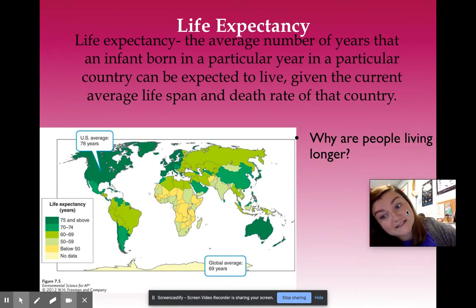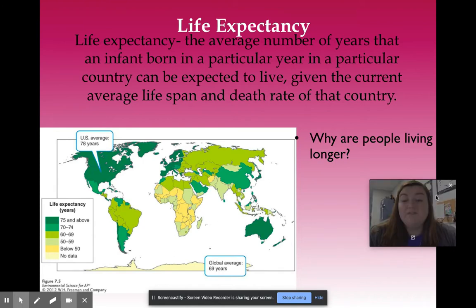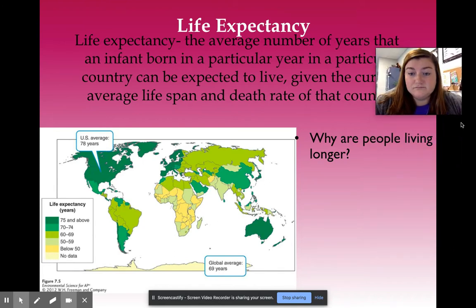Life expectancy should seem pretty obvious, right? It's the average number of years that an infant born in any particular year in any particular country can be expected to live, given the current average lifespan and the death rate of that country. People are living longer than they used to, which makes sense.